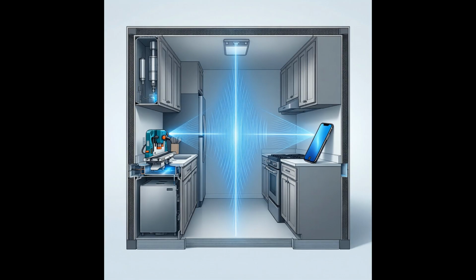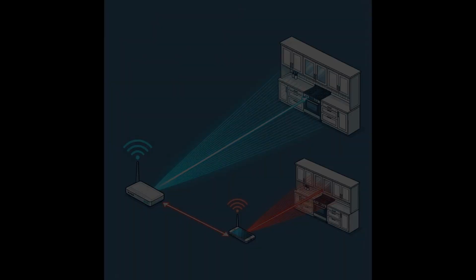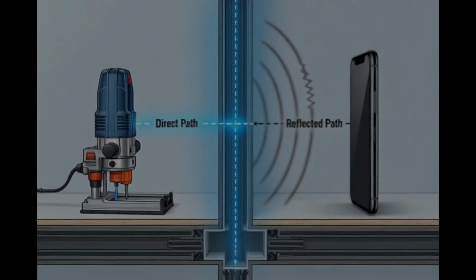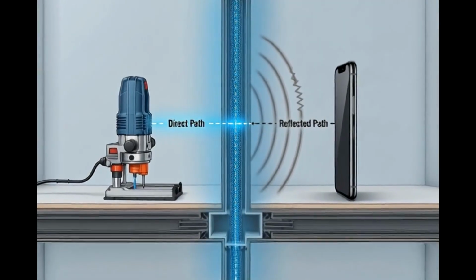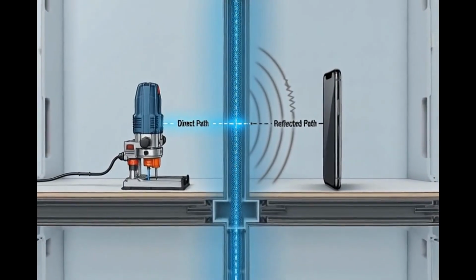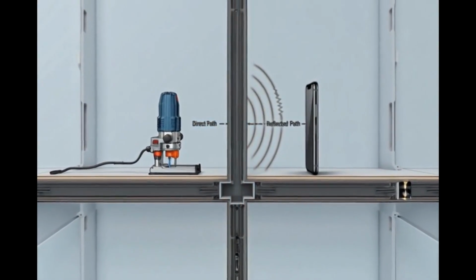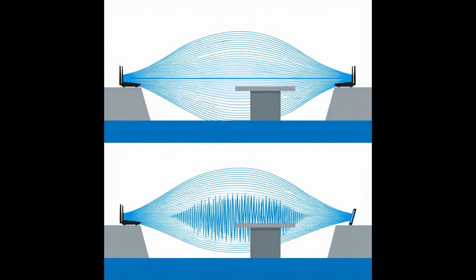We must first examine the fundamental geometry of signal propagation. Radio frequency waves travel most efficiently along a direct line between the transmitter and the receiver without deviation. This principle is known as free space path loss, where signal strength diminishes predictably based solely on distance in an unobstructed environment. Imagine two scenarios, one where a straight ray connects your router to your phone, and another where that same ray strikes a wall before reaching the device.